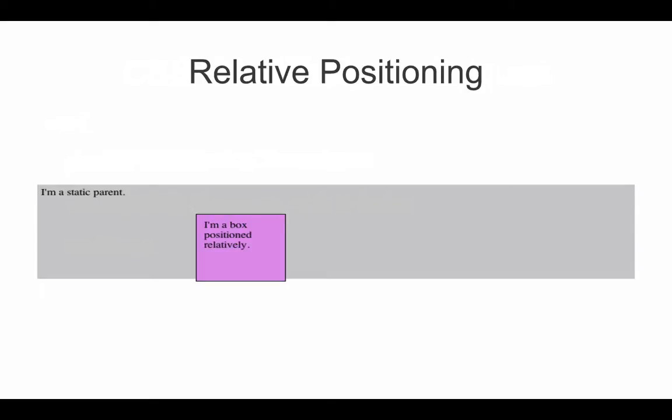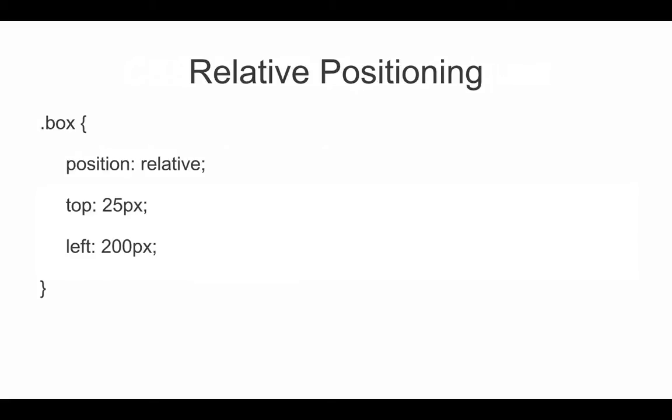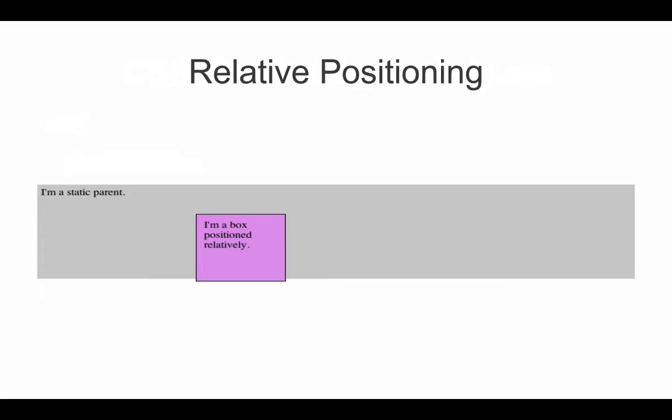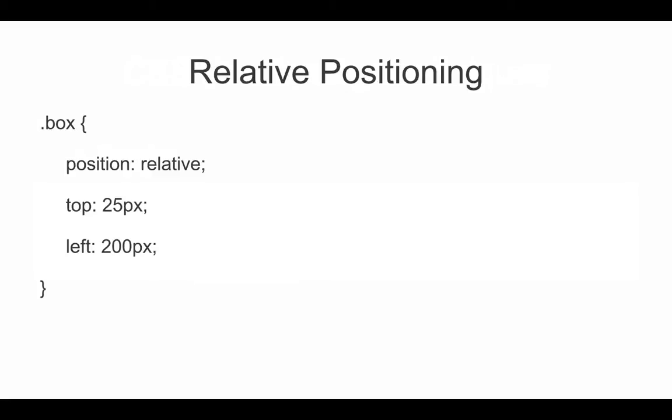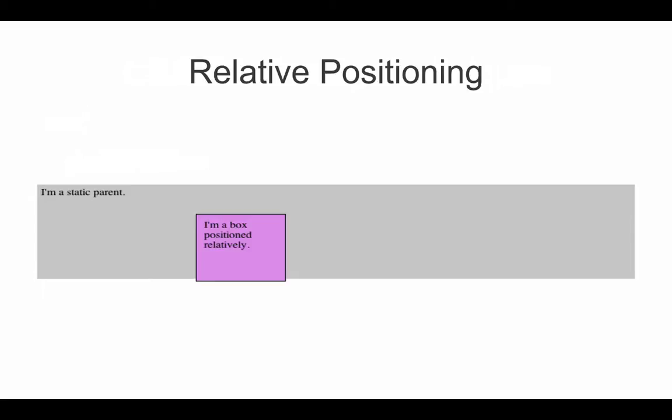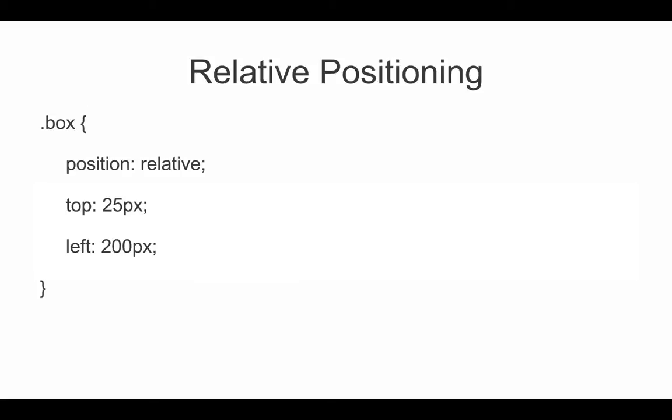Here you can see a gray box indicating a parent element, and inside of it we've created an element with a class of box that has a purple background. Now here we've set its top position to 25 pixels and its left position to 200 pixels. So what that's doing is it's pushing down on the top of the element 25 pixels, and it's pushing on the left of the element 200 pixels. So when using relative positioning, if you specify top, bottom, left, or right properties, you're able to push on the edge of that element and reposition it relative to where it was initially on the page.